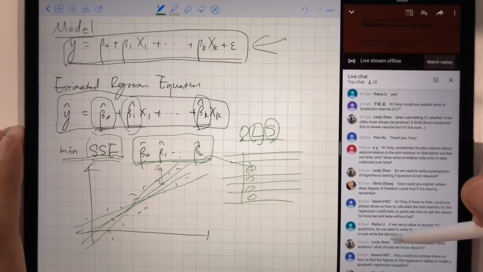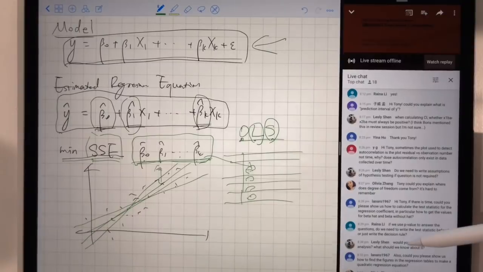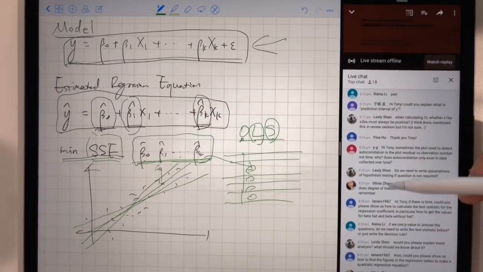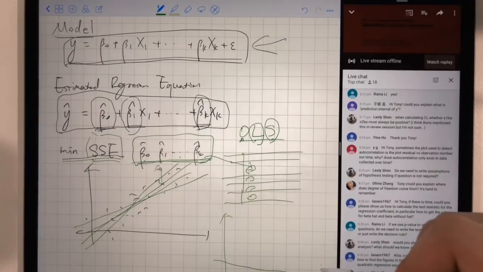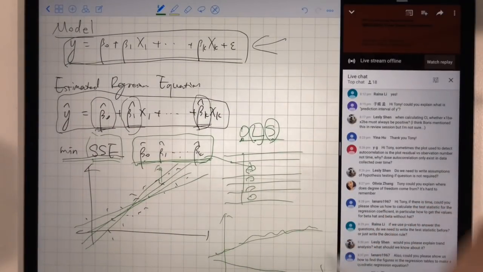Leslie Shen is asking, would you explain trend analysis? What should we know about it? So trend analysis is all about time series data, right? When you are talking about trend analysis, you are plotting some observed value against time. And this is what we call trend analysis. Nothing much, don't worry.